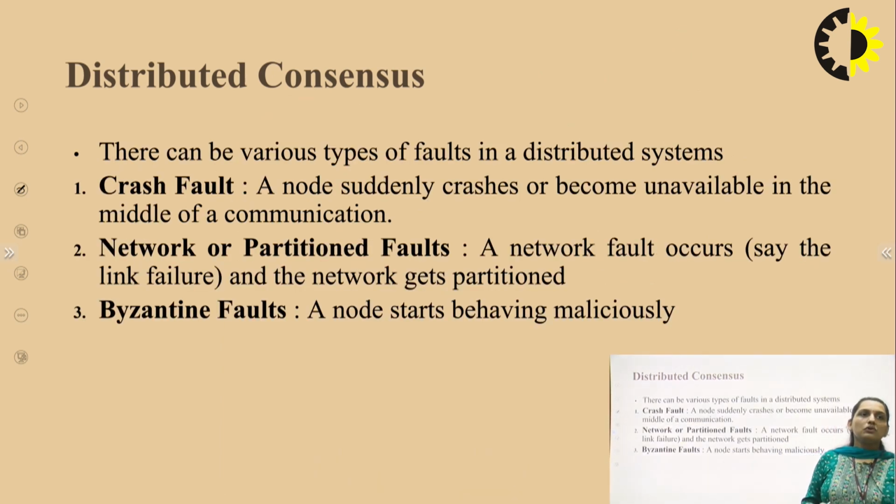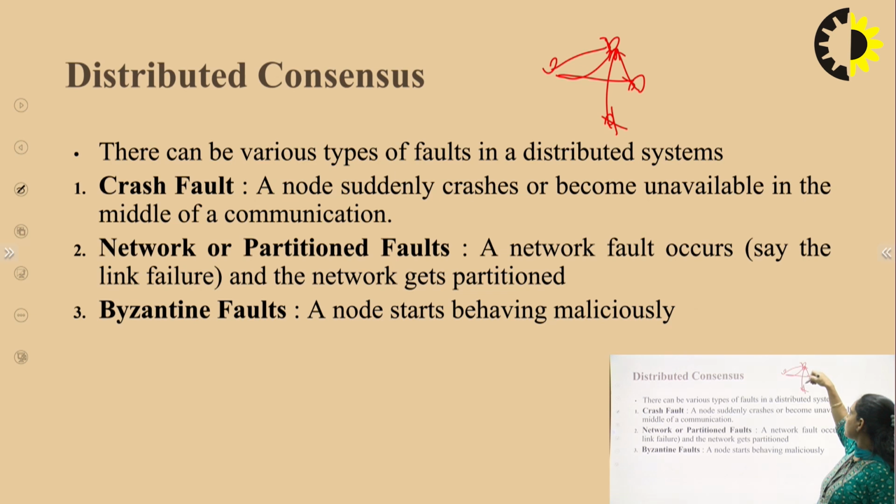So in the distributed condition, there are various types of faults. One is crash fault, in which a node goes down and becomes unavailable in the middle of communication. When we are having communication and this node goes down, it will not send any information, no false information, no untrue information. We were okay with it. That is called a crash fault.